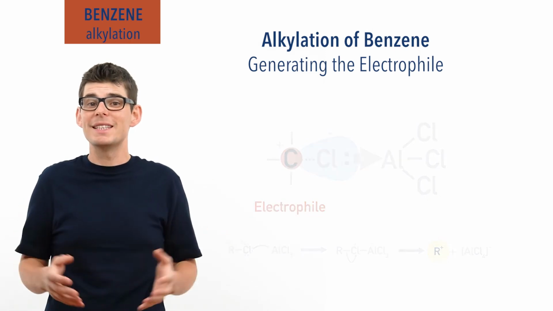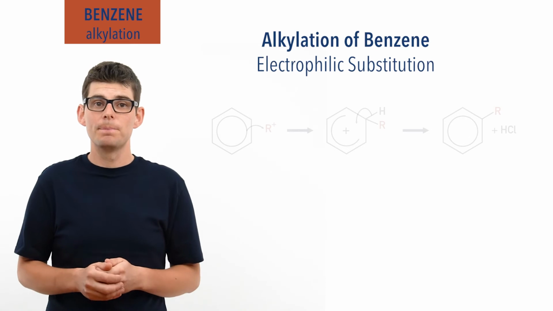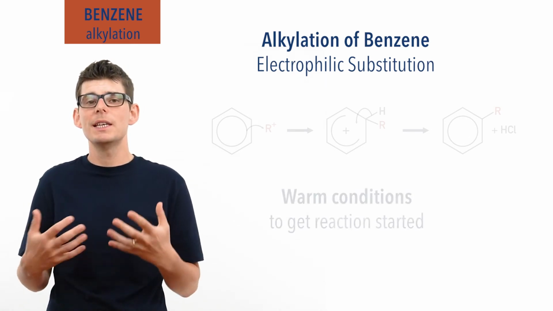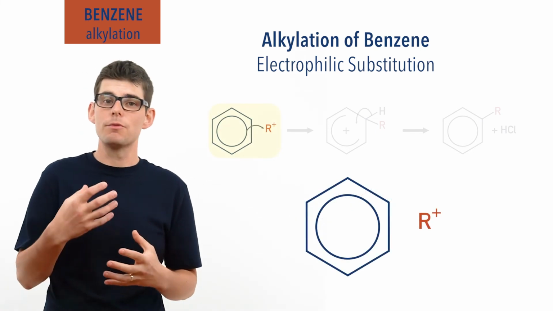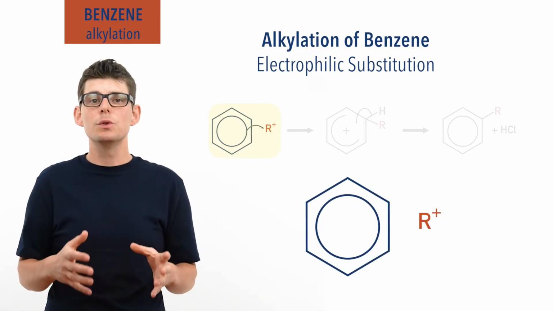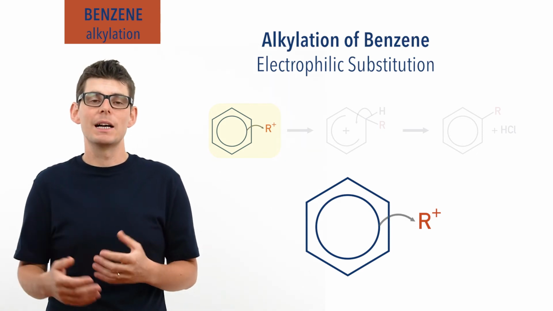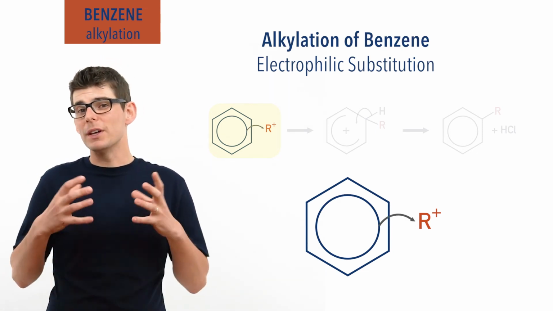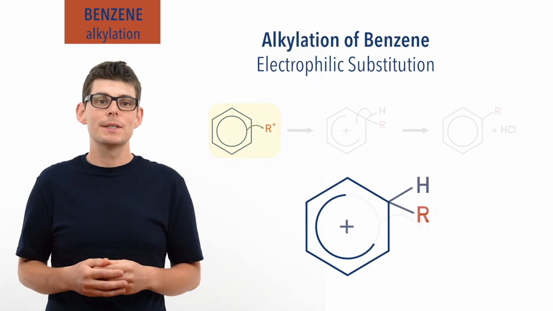The reaction with benzene now just proceeds as expected, electrophilic substitution. To get the reaction started, a little bit of heat is needed. A pair of electrons from the delocalized ring of electrons in benzene is used to form a bond between a carbon atom in the ring and the positive carbon atom in the alkyl ion. This breaks open the ring of delocalized electrons and forms an unstable intermediate.